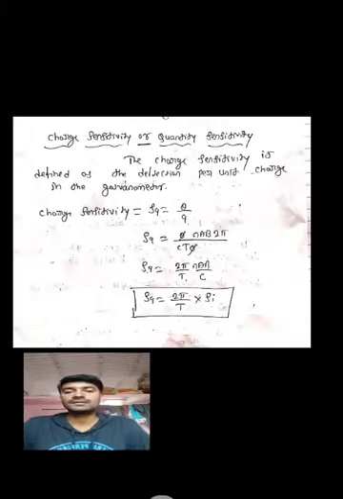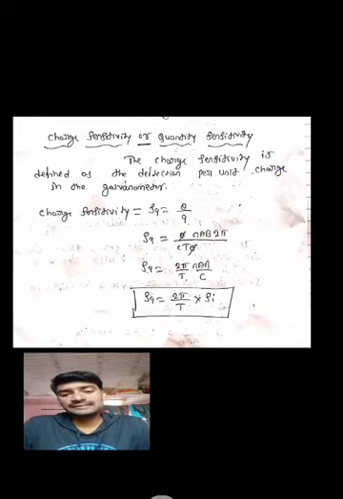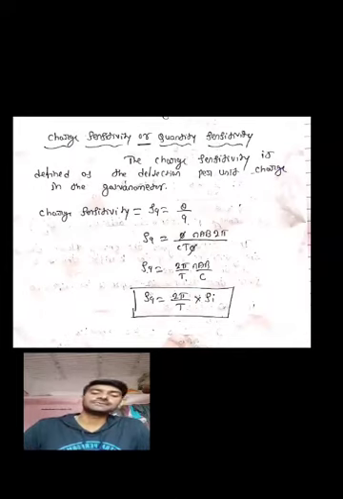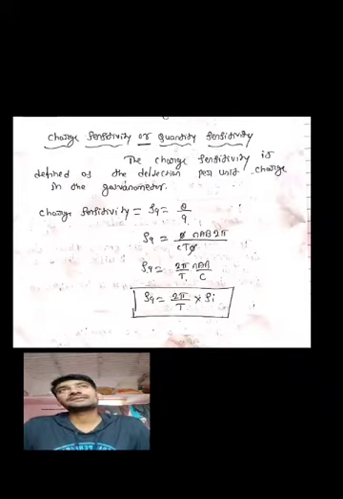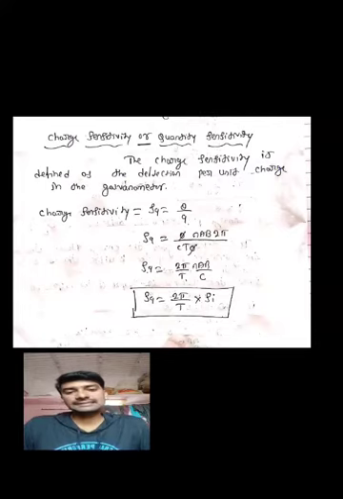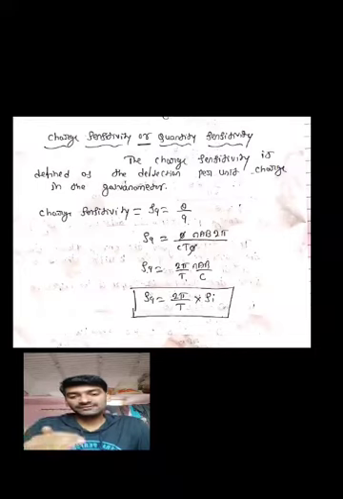This is the current sensitivity. Okay, the next one, the charge sensitivity, also sometimes called the quantity sensitivity. The charge sensitivity is defined as the deflection per unit charge, that is theta by Q.